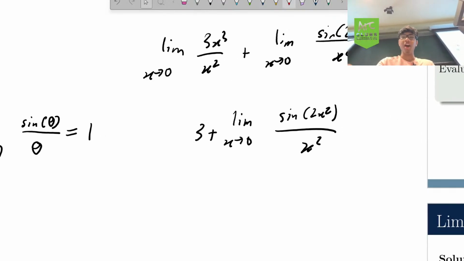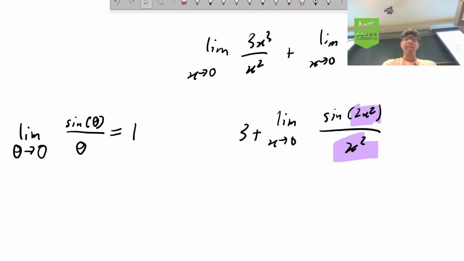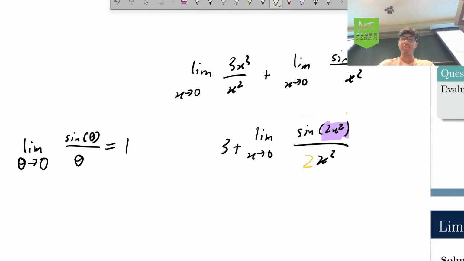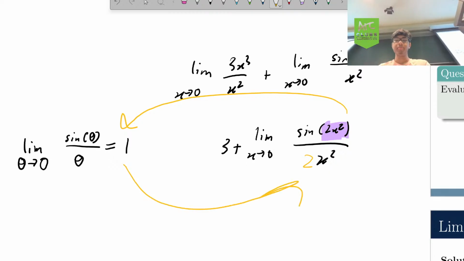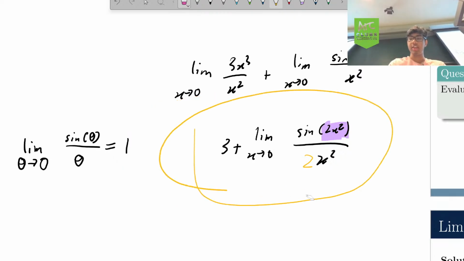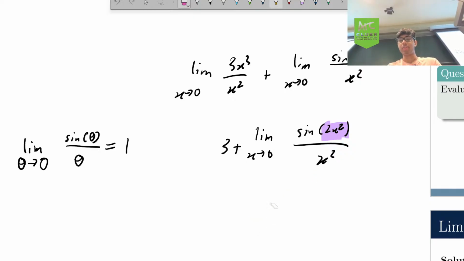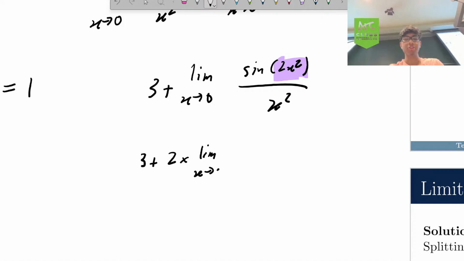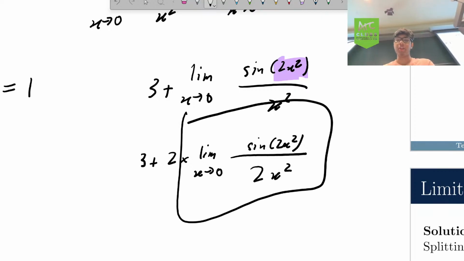Well, I see that it's kind of similar. I've got a 2x squared and x squared. It's not exactly the same thing. The biggest thing is there's a constant missing on the bottom here. So imagine if I could put a 2x squared here. Well, this I can now evaluate because this looks just like this, so I know it goes towards 1. So how can I change this into something I can work with? Well, I just want to put a 2 down here. And how can I do that? Well, I'll just put a 2 up front: 2 times the limit of x goes towards 0 of sine 2x squared, and now I can divide by a 2x squared down here. This is something I can evaluate again.